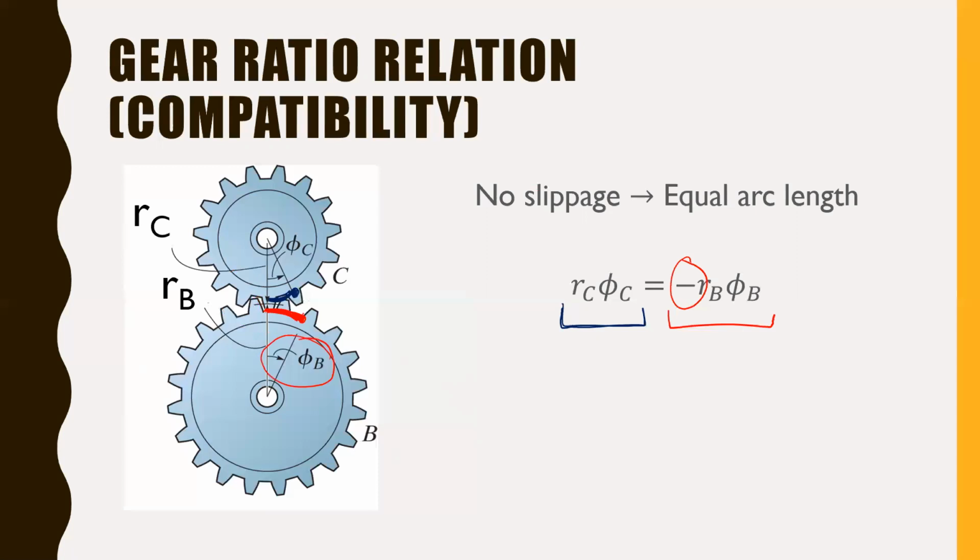Any questions? So this also means that one gear doesn't move without moving the other gear with it? Right, they both rotate not by the same angle, but by the same arc length.